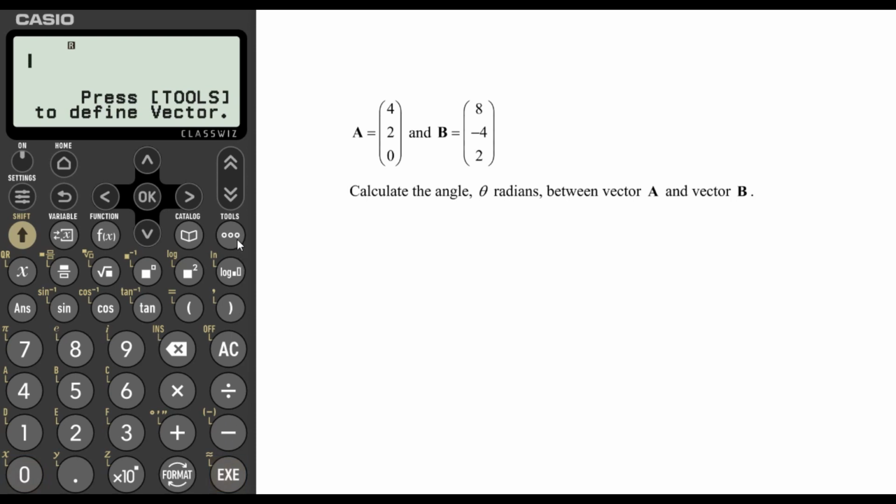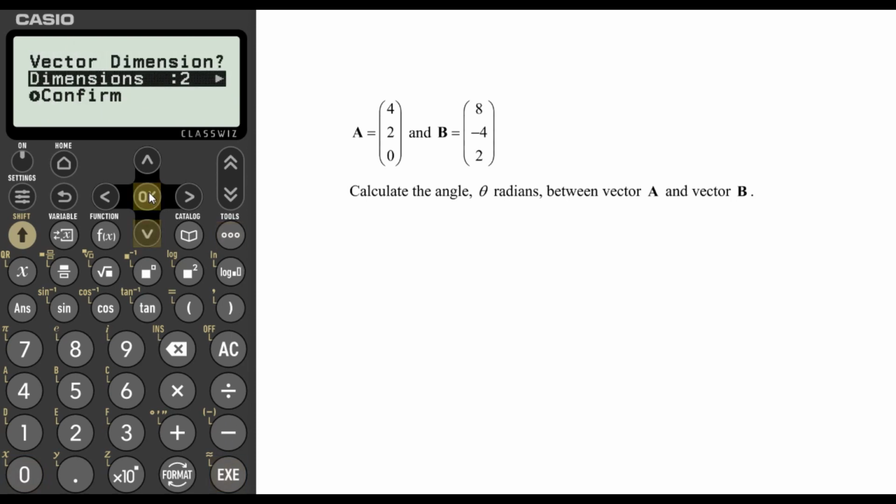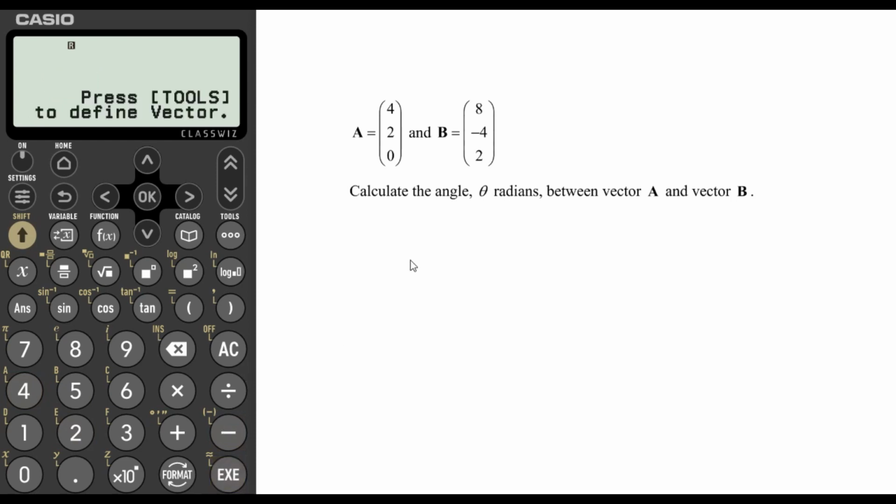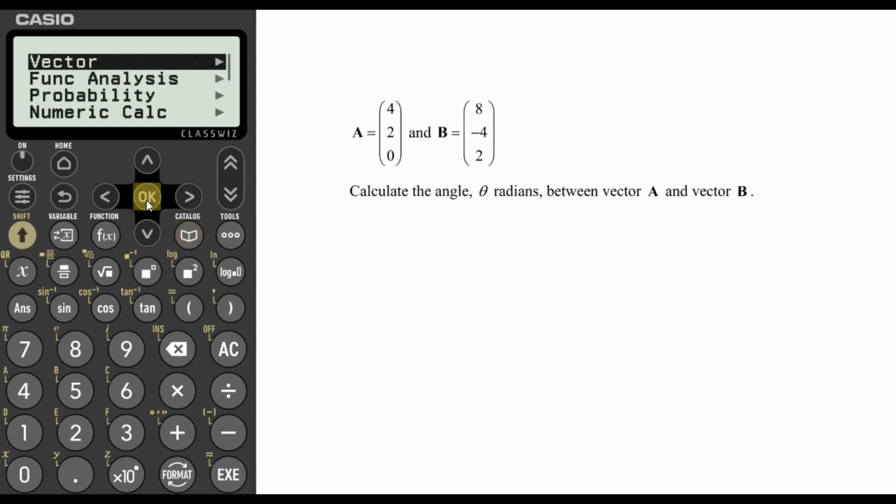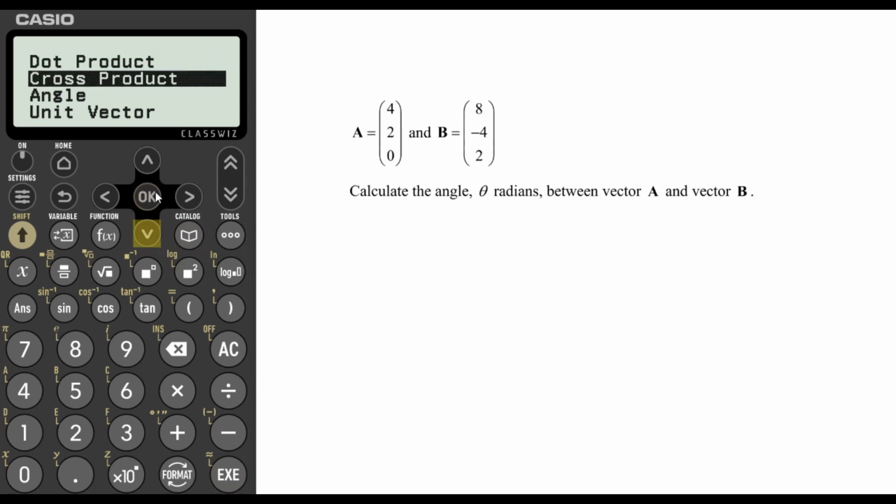We also need to define vector B, so press tools. We will define vector B. Vector B has 3 dimensions. It's equal to 8, -4, 2. We want to calculate the angle between these vectors, so if we go to the catalogue, then vector calc, we want the angle between these vectors.